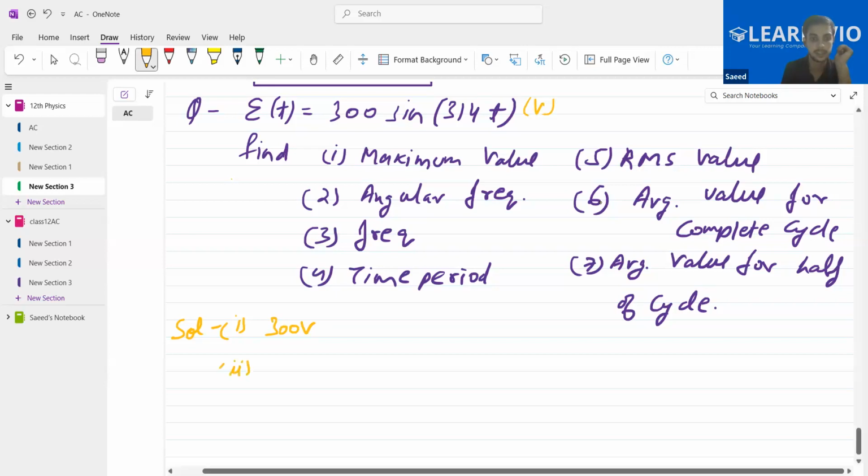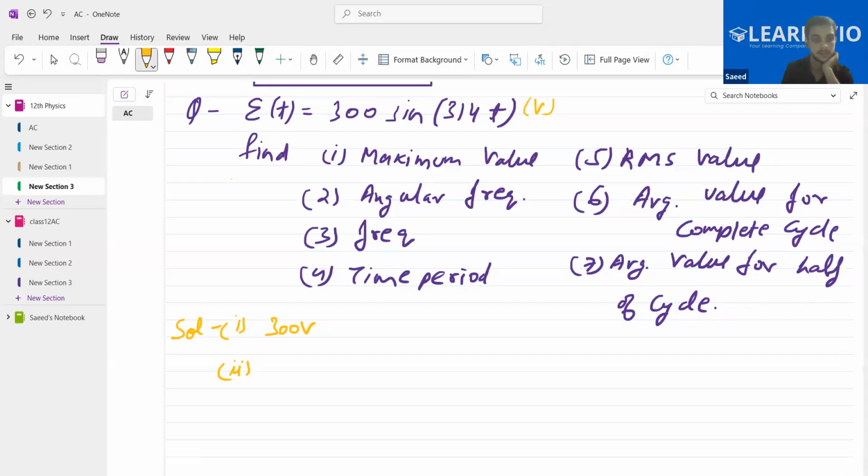The second is, what is the angular frequency? What was the formula for angular frequency? Here angular frequency will be 314, right? Yes, 314. What will be the unit? Radian per second.